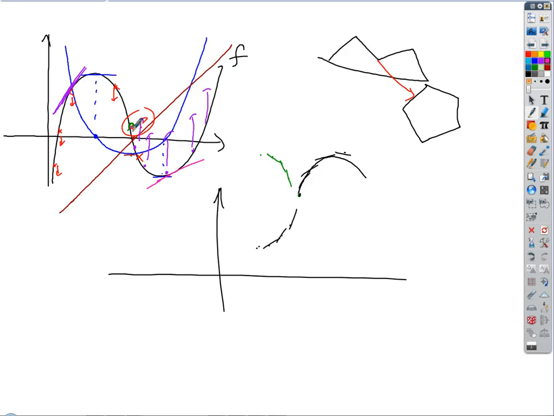Notice at this point right here, if I drew a tangent line, it would be right in between. On one side it would be below, and on the other side it would be above. When I say below and above, I mean looking at it slanted, to the left and the right, on other sides of the tangent line. So that's the transitional point there.